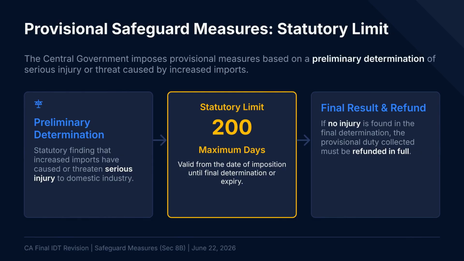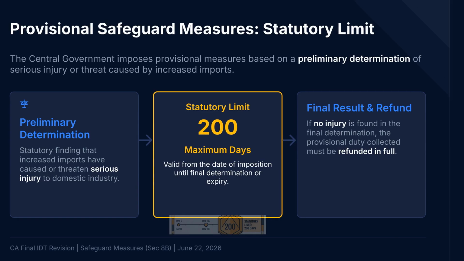In such cases, the central government can impose a provisional safeguard measure based on a preliminary finding that increased imports have caused or threatened serious injury to domestic industry. However, this provisional protection is temporary and cannot remain in force for more than 200 days from the date of imposition. If the final investigation concludes that no serious injury exists, the entire provisional safeguard duty collected during this period must be refunded to importers.